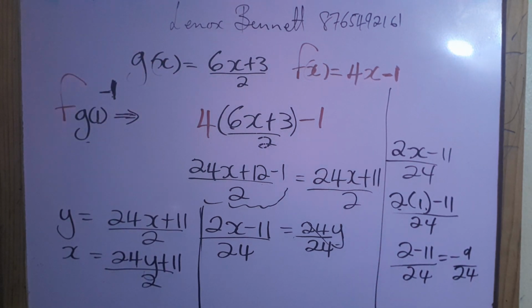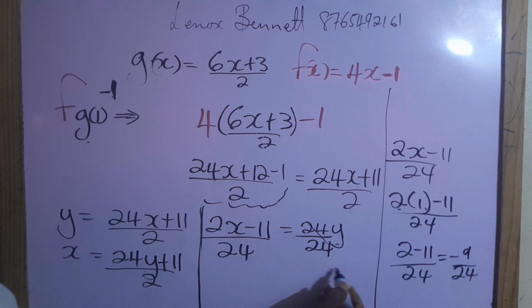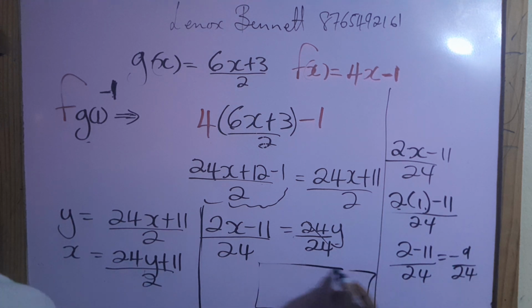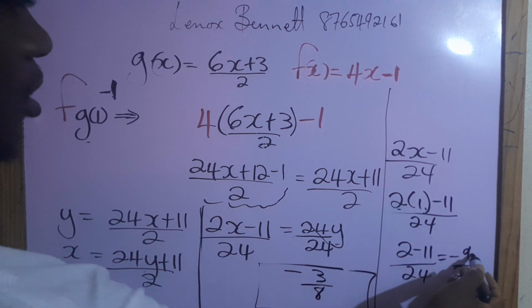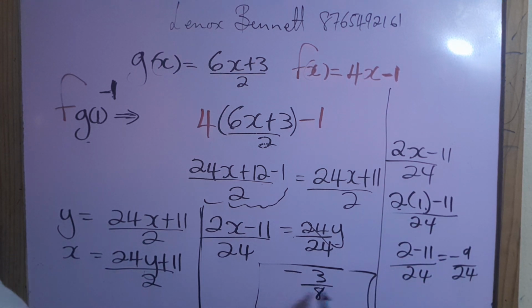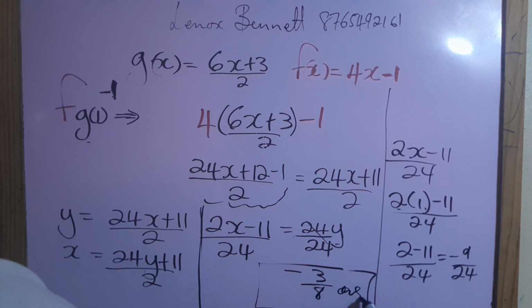This can be reduced since 3 can go into both of them. So the final answer would be negative 3 over 8. 3 into 9 goes 3 times. 24 divided by 3 gives us 8. So this is our answer.